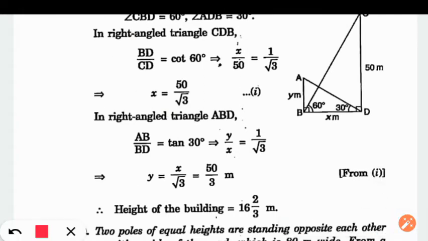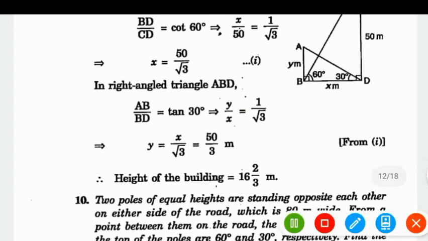So again we can use tan or we can use cot. So tan of this angle, tan of 30 degree. Tan is the ratio of perpendicular by base, so y by x, and what is the value of tan 30 degree? 1 by root 3 from the table. So what is y? Y is equal to x by root 3.